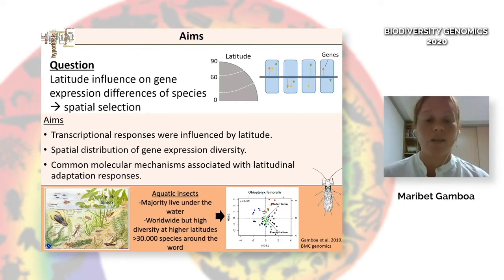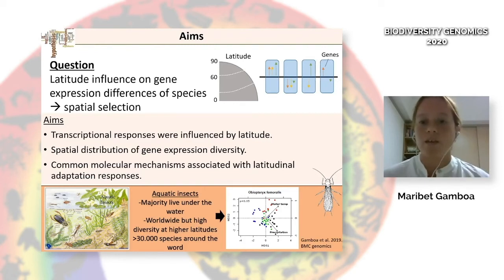Therefore, I study transcriptional responses, gene expression diversity, and common molecular mechanism among the species. My target species is stonefly, or Plecoptera, an aquatic insect. They live under the water, and they are food for fishes, and they are important because they're one of the aquatic insects most sensitive to environmental changes. They are worldwide, but they have high diversity at higher latitudes.